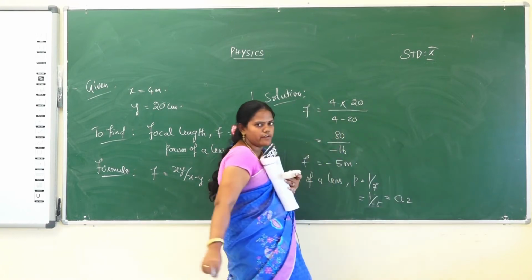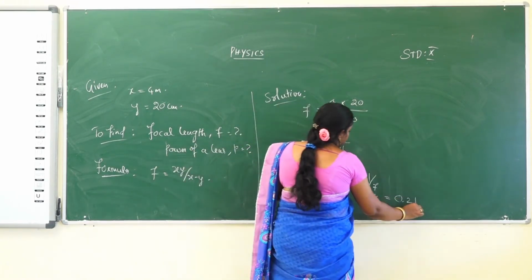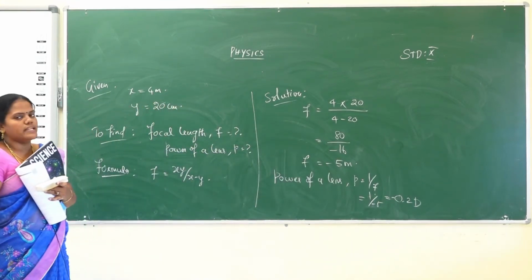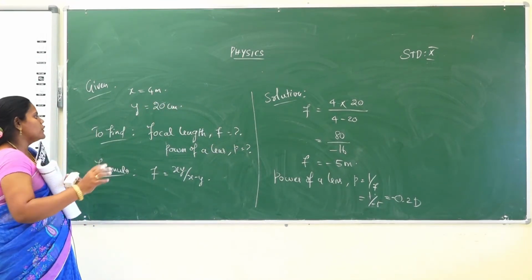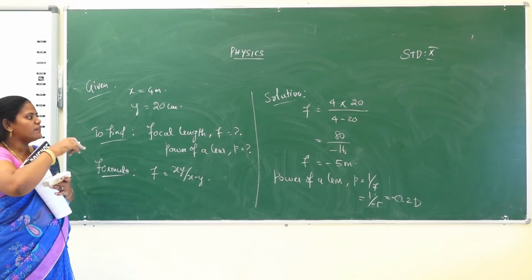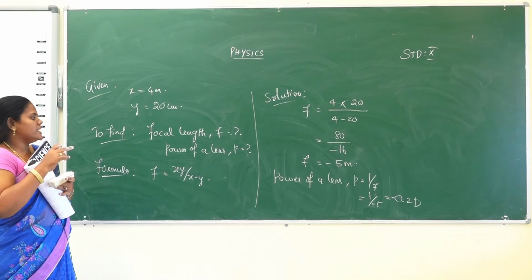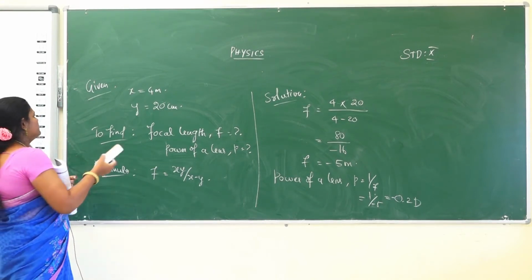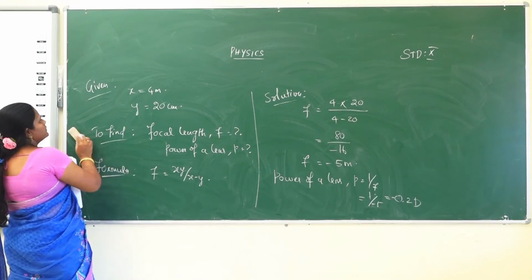What's the unit of power? That is diopter. So the power of a lens is equal to minus 0.2 diopter. So by using the two formulas, the focal length is equal to xy by x minus y, and power of a lens P is equal to 1 by f, we can easily calculate the focal length as well as the power of the lens. Then go for the next one.